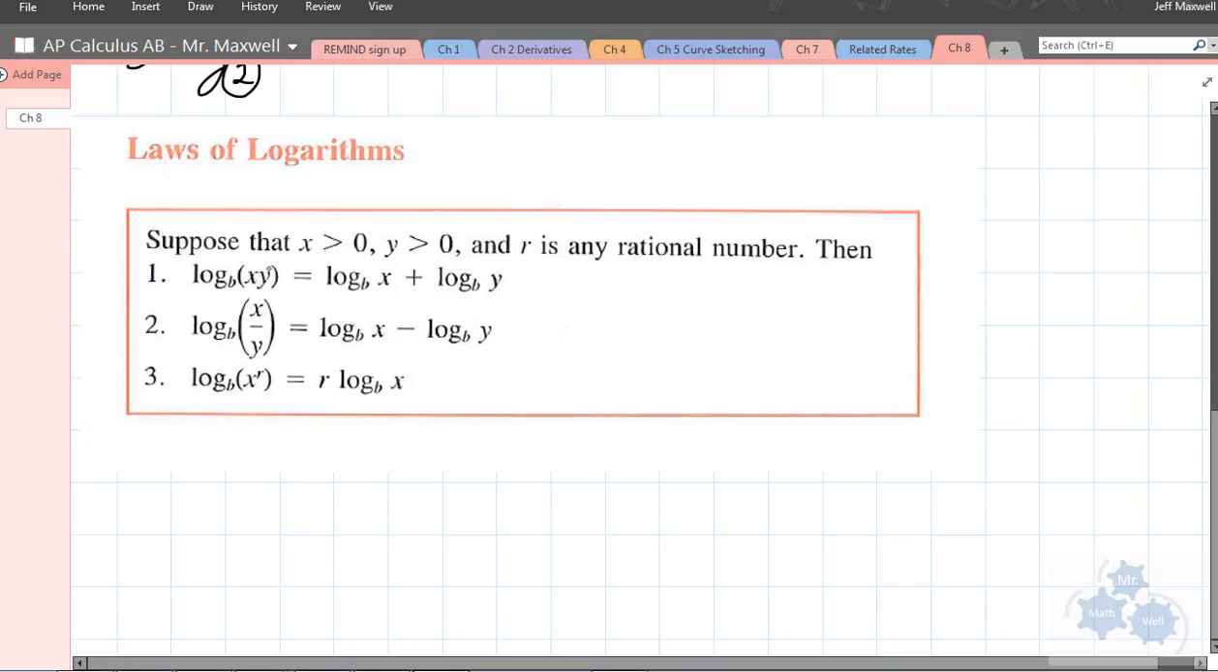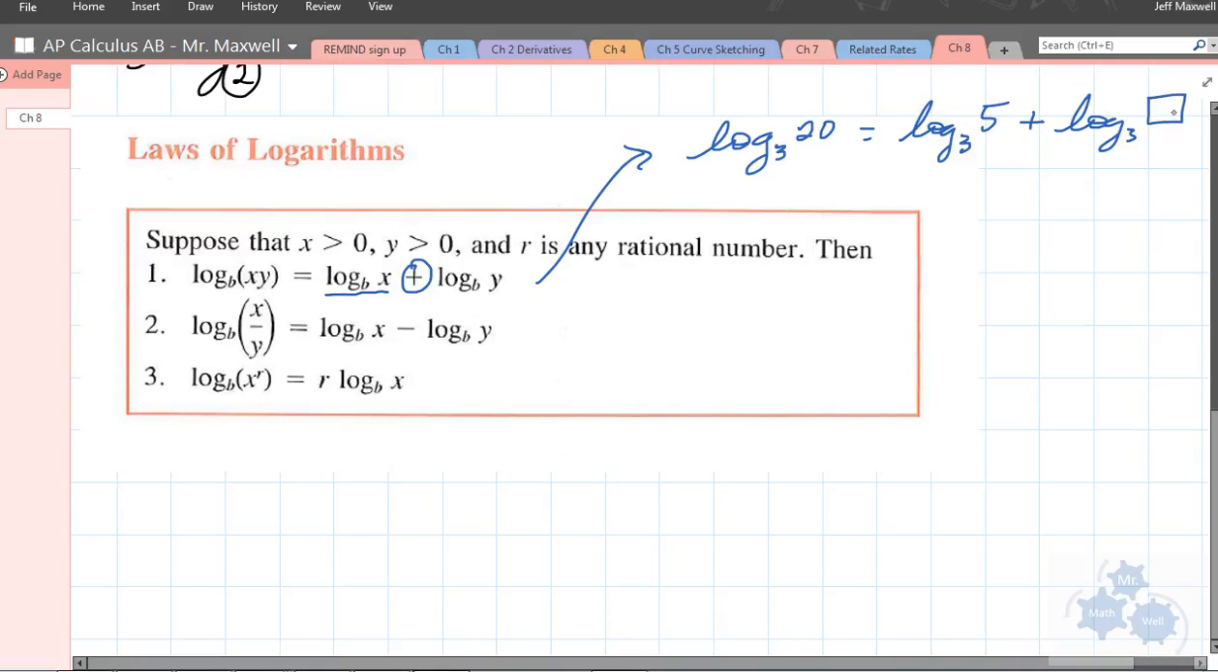So log of x times y can be written as the sum of log of x with the same base plus log of y with the same base. So what that means, as an example, is the log of, let's say, 20 base 3 can be written as the log of 5 base 3 plus the log of what, base 3? What would go there then? It's the factor that goes with 5 to make 20.